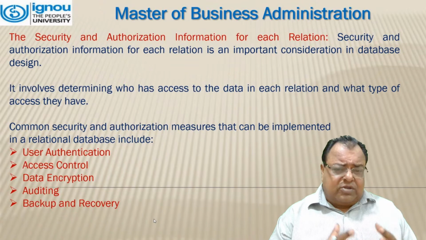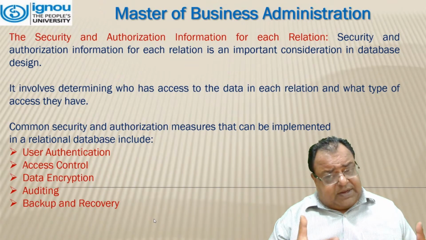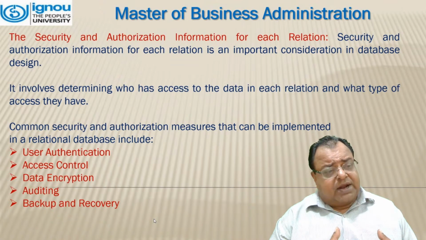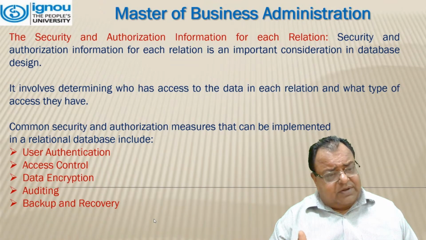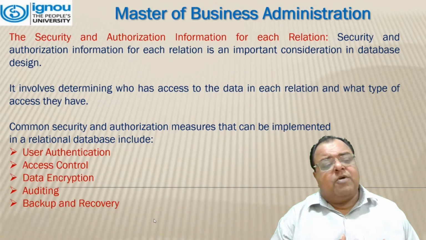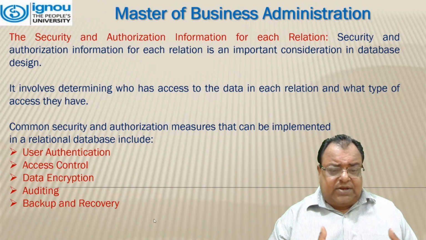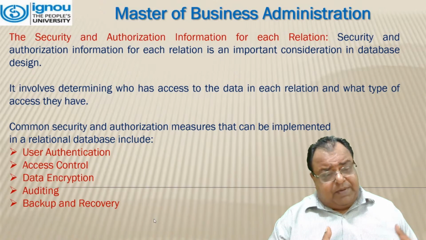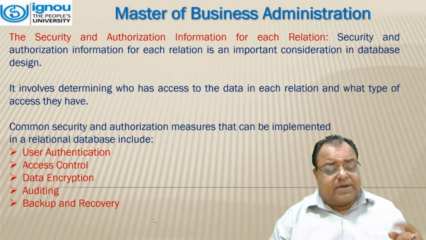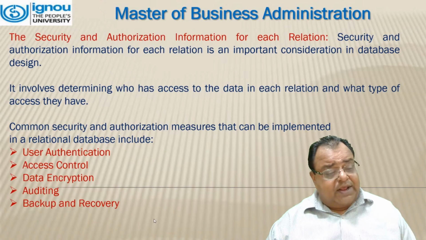The security and authorization information for each relation is again an important consideration in the database design. This involves determining who has access to the data in a relation and what type of access they have. Common security and authorization measures that can be implemented in a relational database include user authentication, access control, data encryption, auditing, and backup and recovery.